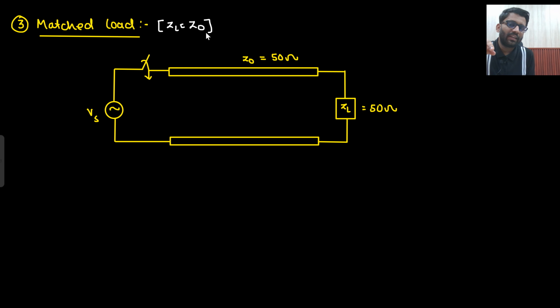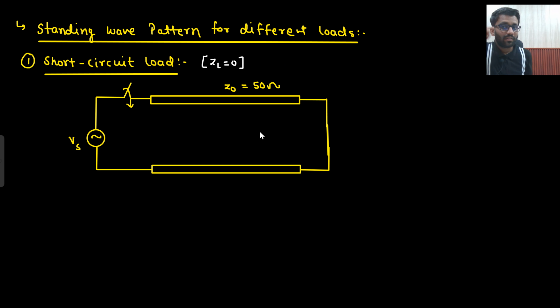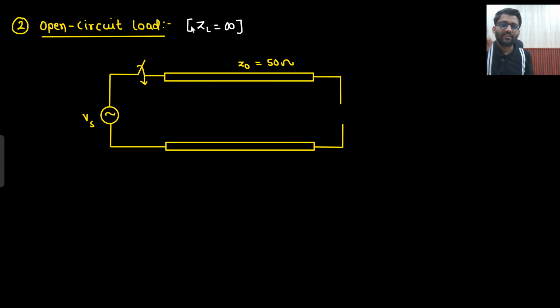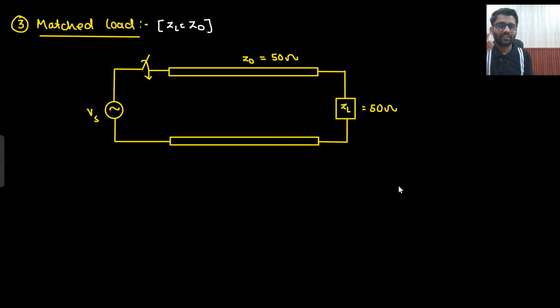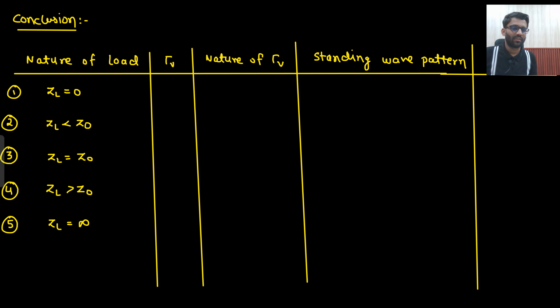So for all three cases, you can draw the standing wave pattern. Which three cases are there? The first case was ZL greater than Z naught, ZL less than Z naught. That was the second case. Then we are going to start with ZL equals 0, then ZL equals infinity, and then ZL equals Z0. For all these three, you can make the standing wave pattern. Then we will compile the final conclusion.